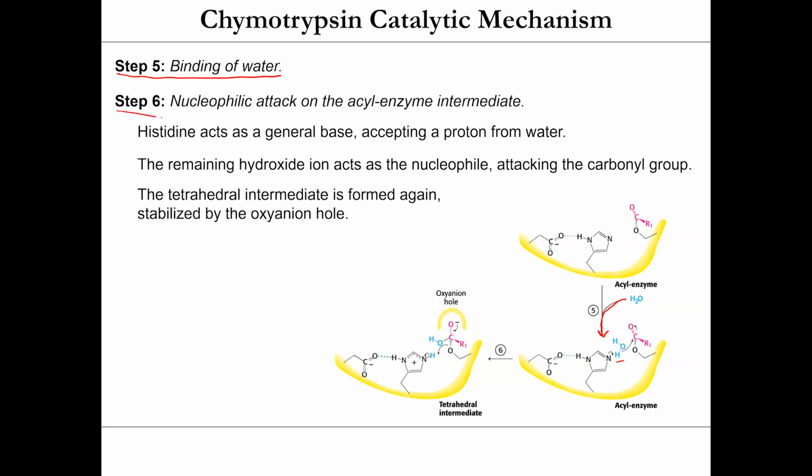Then step 6 will be a nucleophilic attack now on the acyl enzyme intermediate. So histidine is going to act as a general base, and so it's going to accept a proton from water, and then the hydroxide ion is going to act as a nucleophile, which is going to attack the carbonyl group. So this actually forms another tetrahedral intermediate, and that's again going to be stabilized by the oxyanion hole.